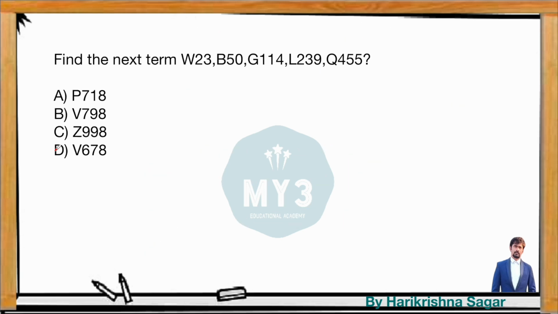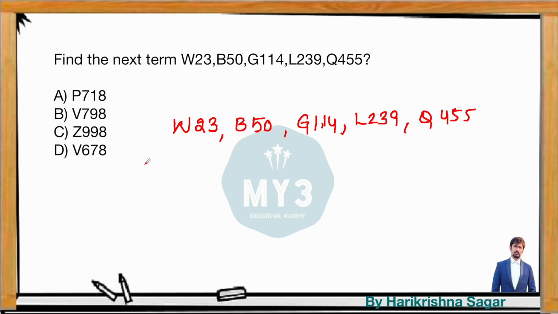Let's look at the next question. If you observe this question, W23, B50, something like that, they have given the values. So let me take any one of the things; you can start with the number or you can start with the alphabet as per your wish. So let's start with the alphabet here. The alphabet W is the 23rd alphabet. B is the second alphabet. G is the 7th alphabet, L is the 12th alphabet, and Q is the 17th alphabet.